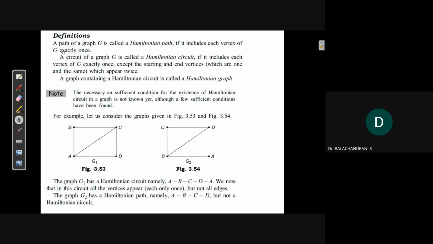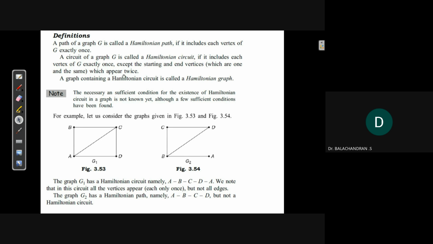Okay. So next, a path. Similarly, in Eulerian graph, we discussed Eulerian path and Eulerian circuit. Here also, Hamiltonian path and Hamiltonian cycles or circuits we are going to discuss. A path of a graph G is called a Hamiltonian path if it includes each vertex of G exactly once. Next, a cycle or a circuit of G is called Hamiltonian circuit if it includes each vertex of G exactly once, except what? The starting and the end vertex.